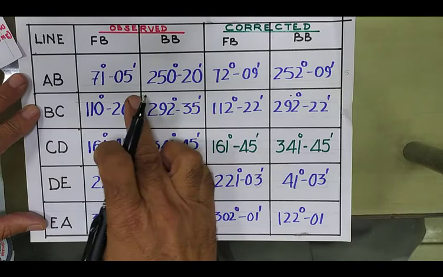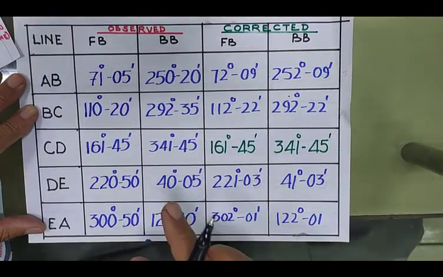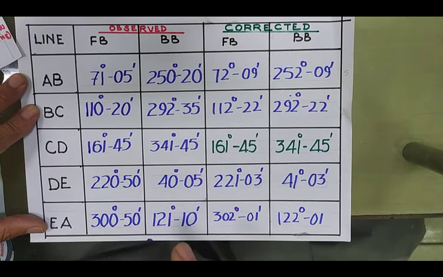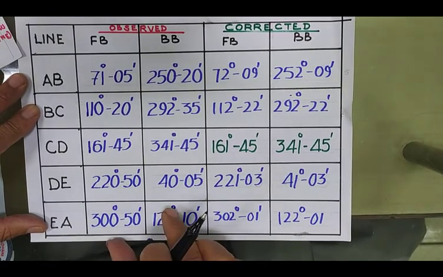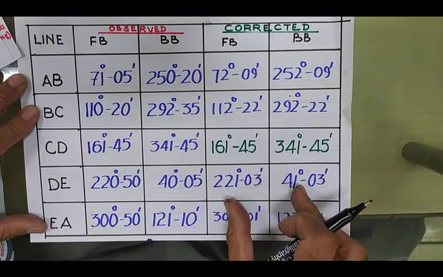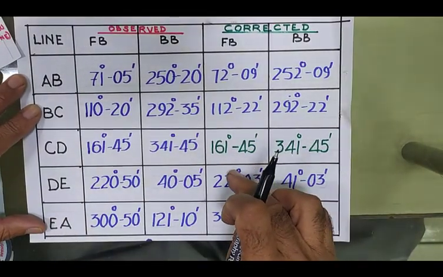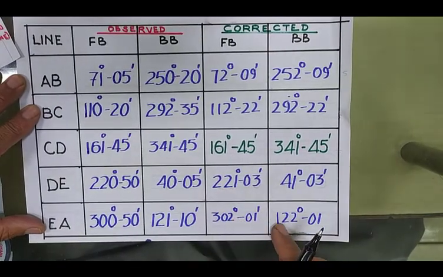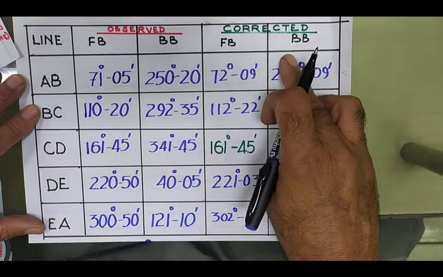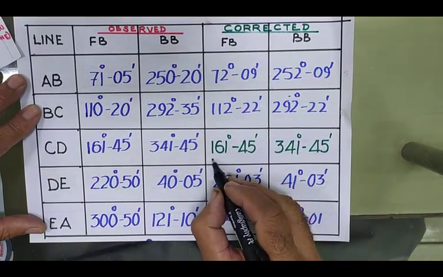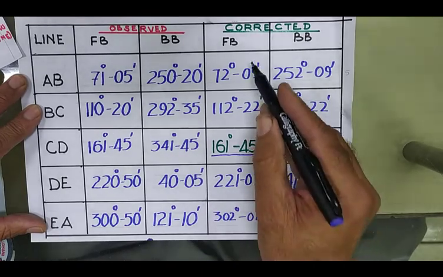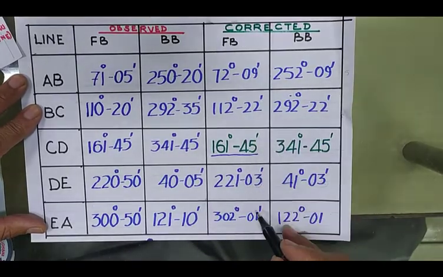So first it is given as the observed values. Then we calculated the turned angles. There is a difference, so we make the turned angles correct. From the correct values of the turned angles, we calculated by proceeding from the forward bearing of line DE, and after completing this process, this value comes to be this value. It tallies. It means our calculations are correct. So these are the corrected forward bearings of the lines. So thank you very much.